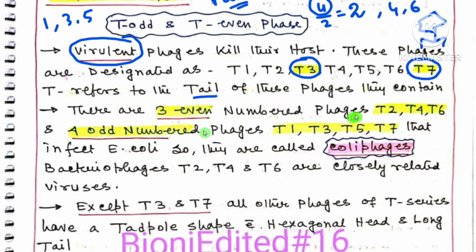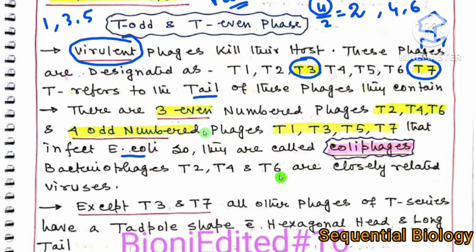There are 3 even numbered phages: T4, T2 and T6. The T odd number phages are T1, T3, T5 and T7, which infect E. coli, so they are called coliphages. E. coli, or Escherichia coli, is a bacteria, and for this reason these T odd numbered phages are known as coliphages, since they attack E. coli.